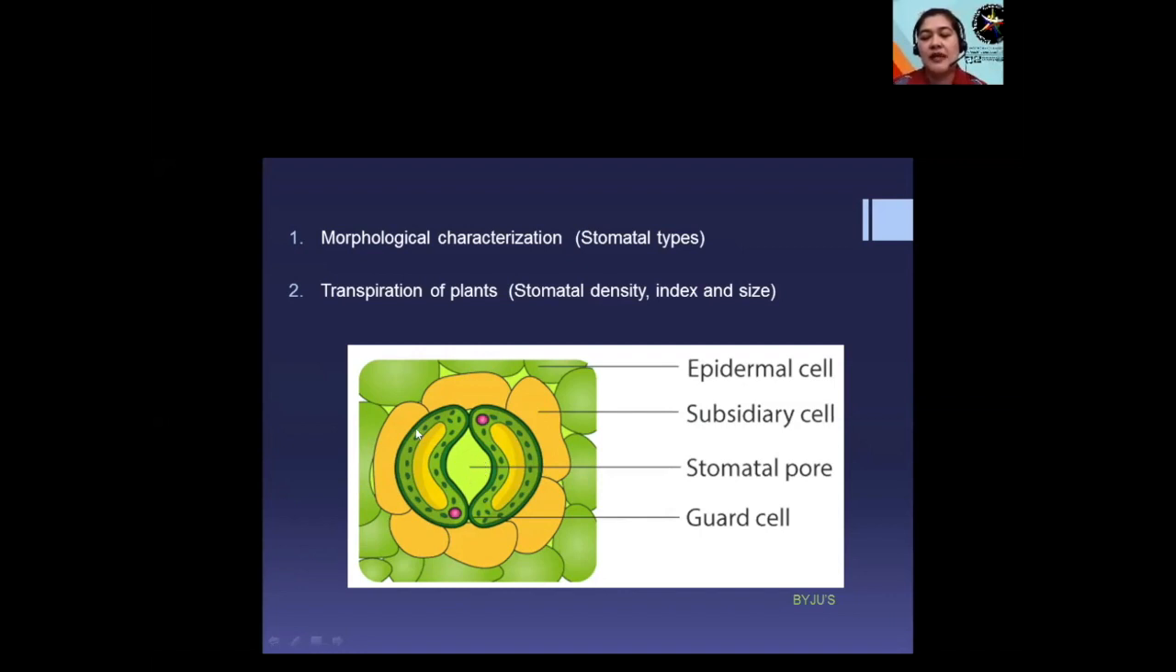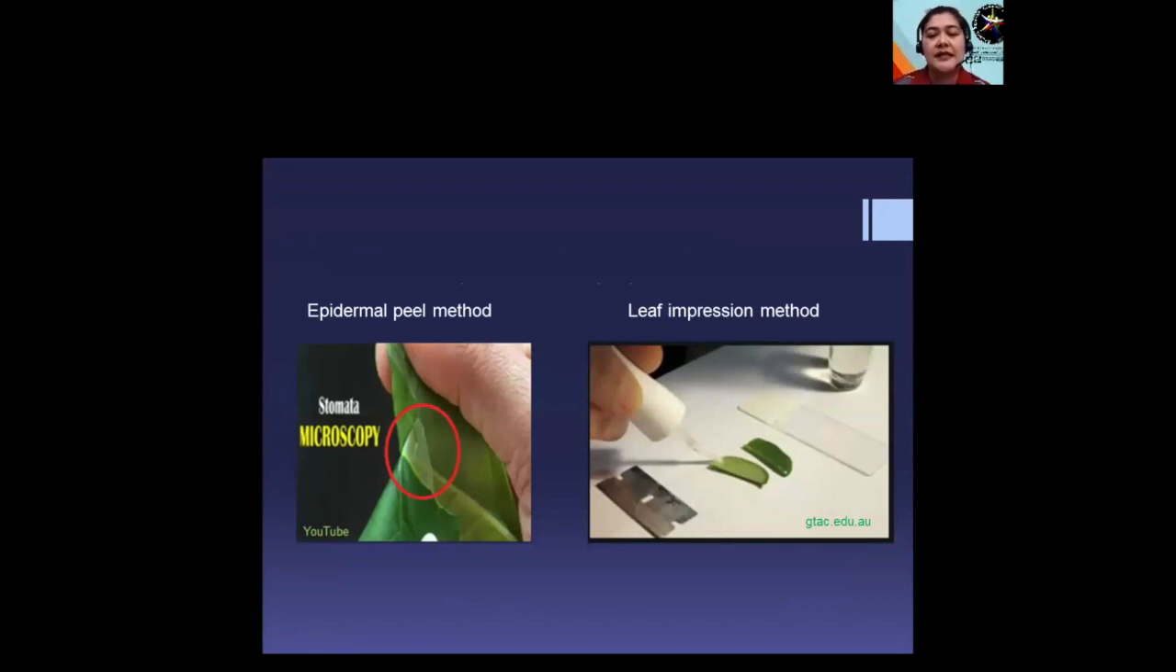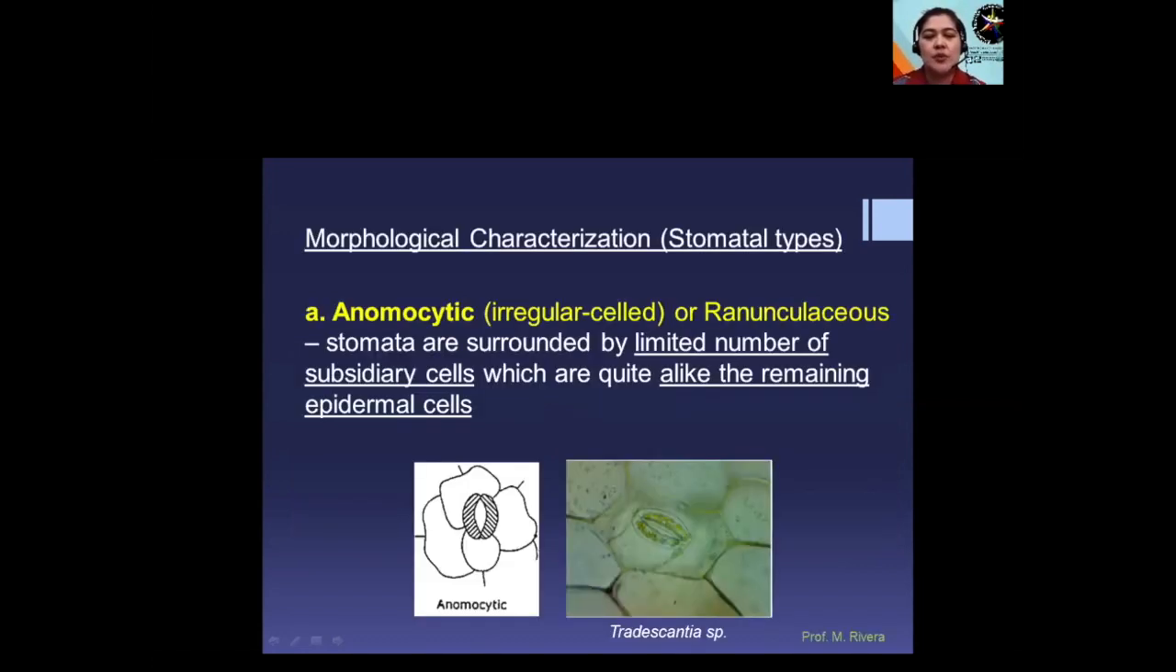Okay? Now, how do we characterize this entire apparatus? We characterize that in terms of the subsidiary cells, which would be the cells that are immediately surrounding the stomata. Okay? And likewise, i-compare din natin yan sa ating mga epidermal cells, which would be the rest of the cells in that particular layer. Okay. So ito din ang gagamitin natin na pag-acquire ng ating study material. Epidermal peel method pa rin at saka leaf impression method pa din. Okay? So what do you expect to see in terms of morphological characterization?